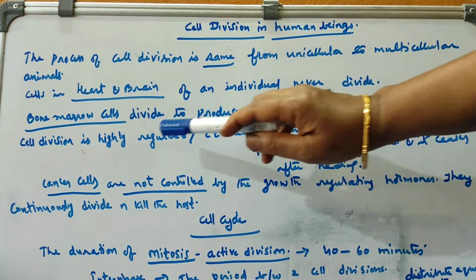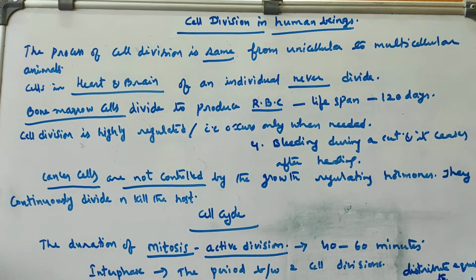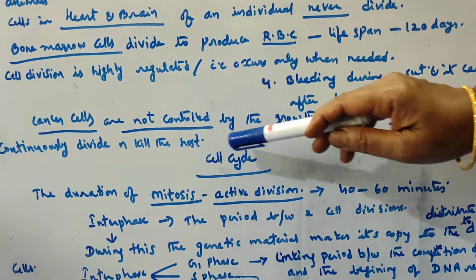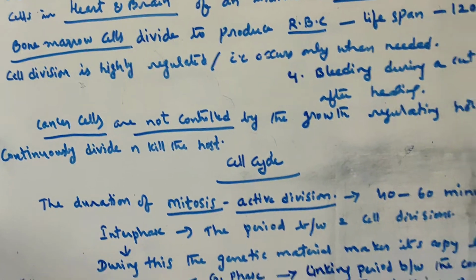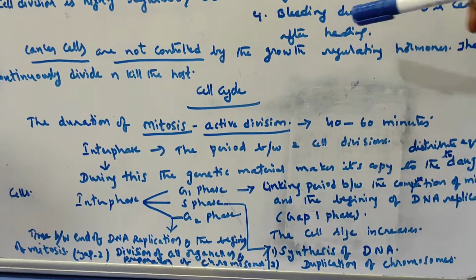That's why that should be regulated. So this is highly regulated in the case of somatic cells. That shows the healthy nature of the person. Then cancer cells are not controlled by the growth-regulating hormones. They continuously divide and kill the host. This I already discussed. Now, cell cycle.